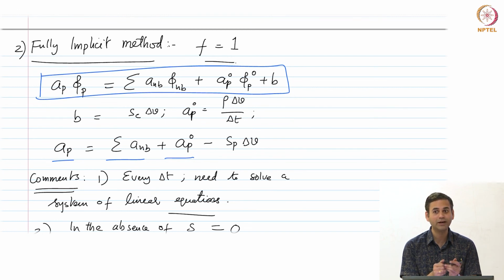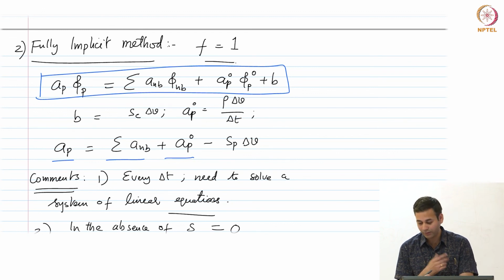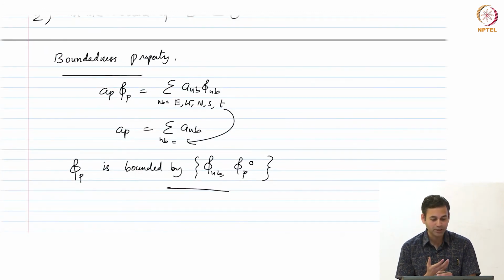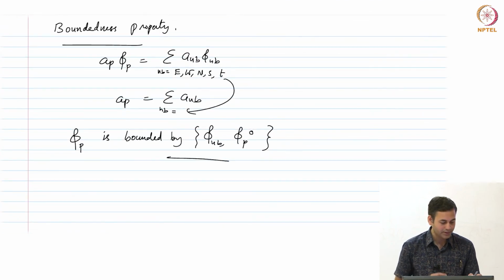That means you would never get this problem of negative coefficients, and it is always bounded, which is the property that has to be satisfied by parabolic PDEs. As a result, the implicit scheme satisfies this property. Okay.